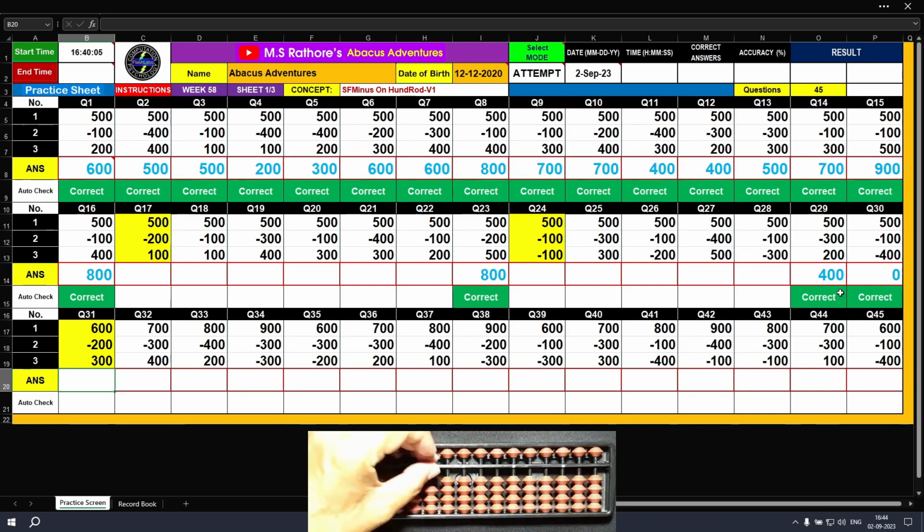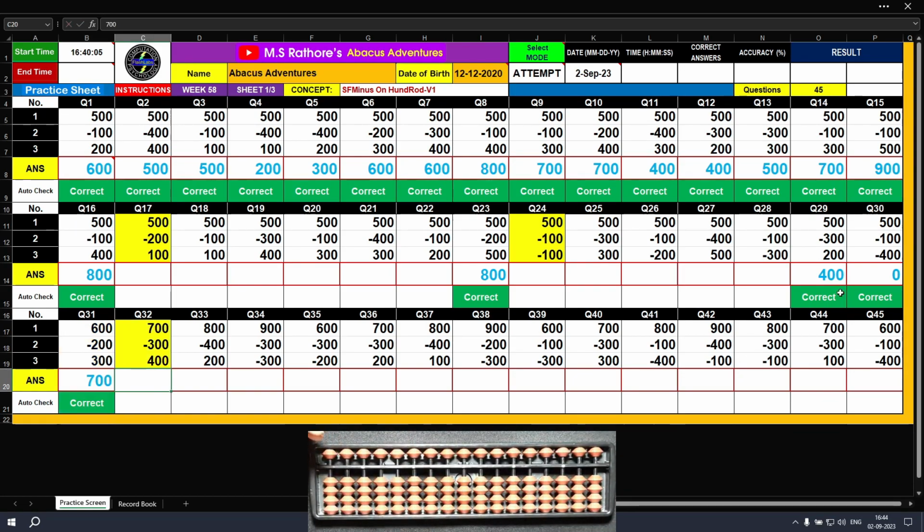Question number 31. Plus 600, minus 2 equals plus 3 minus 5. The answer is 400. Plus 3 equals plus 5 minus 2. The answer is 700. Question number 32. Plus 700, minus 3 equals plus 2 minus 5. The answer is 400. Plus 4 equals plus 5 minus 1. The answer is 800.